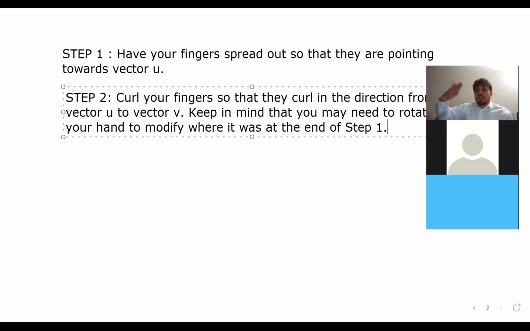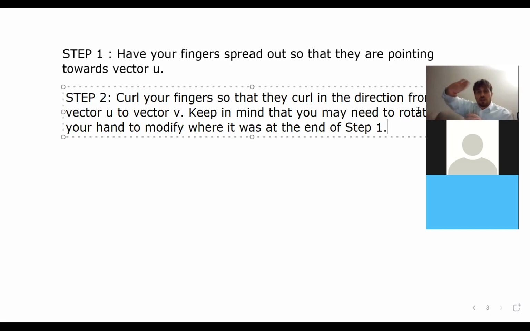Wait, no, not flip it. Well, yeah, 180 degrees, but not in this direction. So that your fingers are still pointed in the same direction, but your palm, inside and outside of your hand, are now opposites. Your thumb is now in the opposite direction from what it was. Then when you curl your fingers, you're now curling in the opposite direction, and so the opposite direction will be going from vector U to vector V.